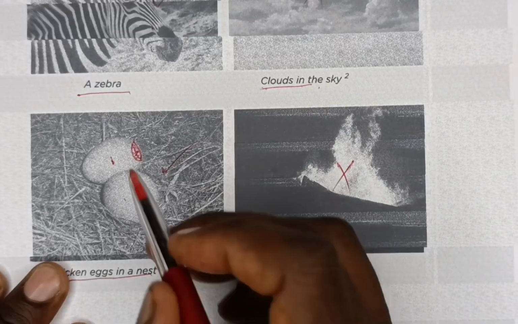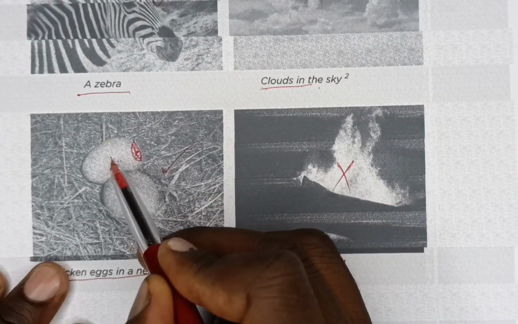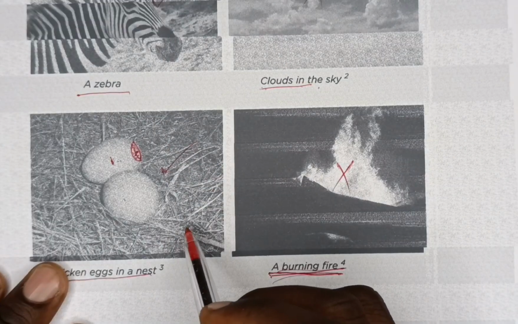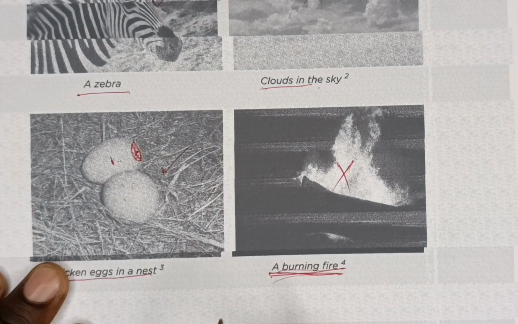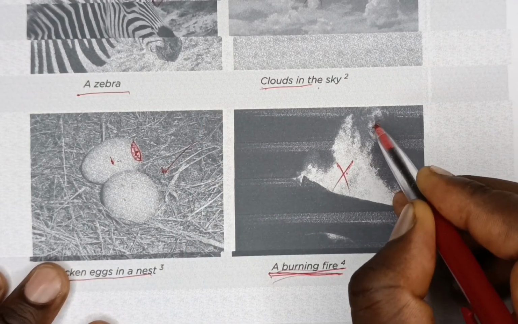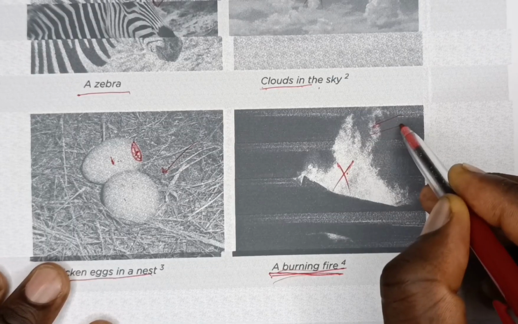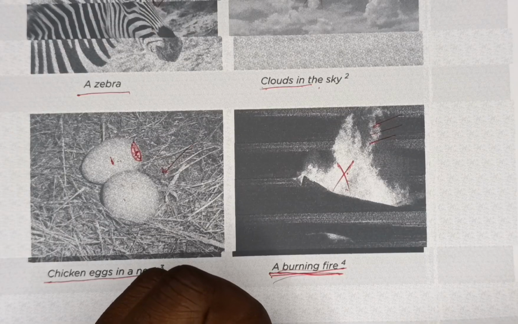So it breathes, it can sense the heat, and when it hatches, it moves out of the egg. So this is a living thing. Fire uses oxygen, but it does not reproduce, it does not eat, it does not excrete. So fire is not a living thing.